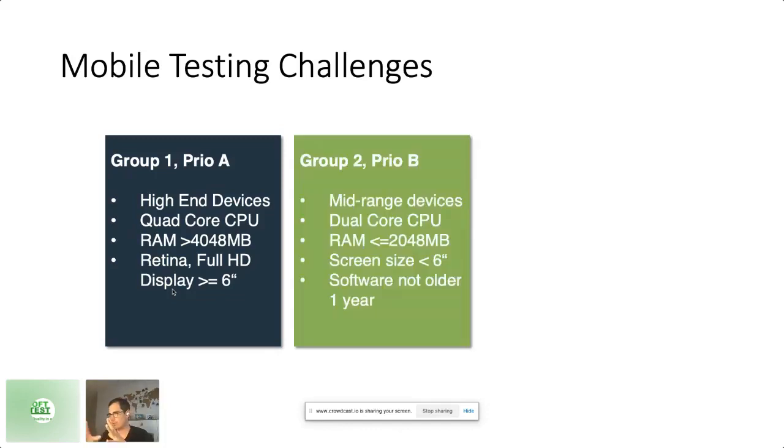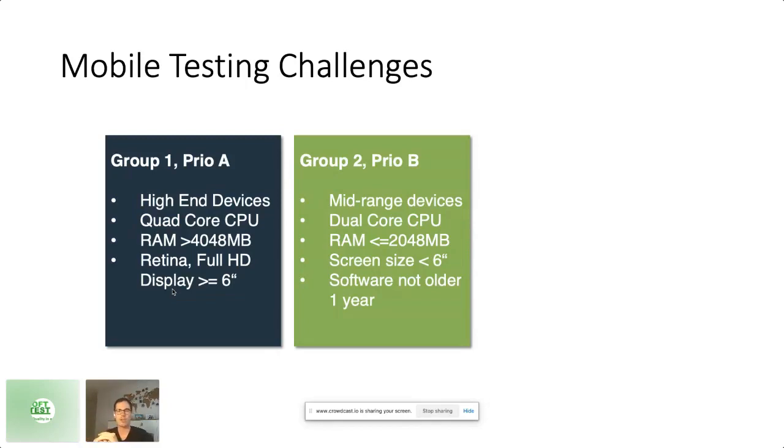Then we have a second group with priority B. It's mid-range devices, not so powerful hardware, smaller screen sizes. The software is not older than 1 year, but maybe not in the latest version. Again, put 10 to 15 devices here, and say that on the group B devices, functionality must still work, but there might be some performance issues, not that fast anymore.